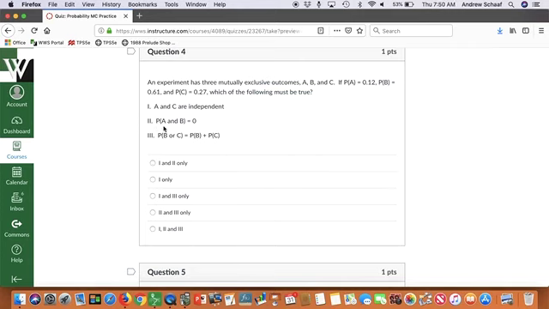Number 2, if they are disjoint, A and B cannot happen at the same time. That probability should be 0. That is correct. And if they are disjoint, if I take the probability of B or C, because they can't happen at the same time, I can just add the individual probabilities. So I know here that the correct answer is 2 and 3 only.